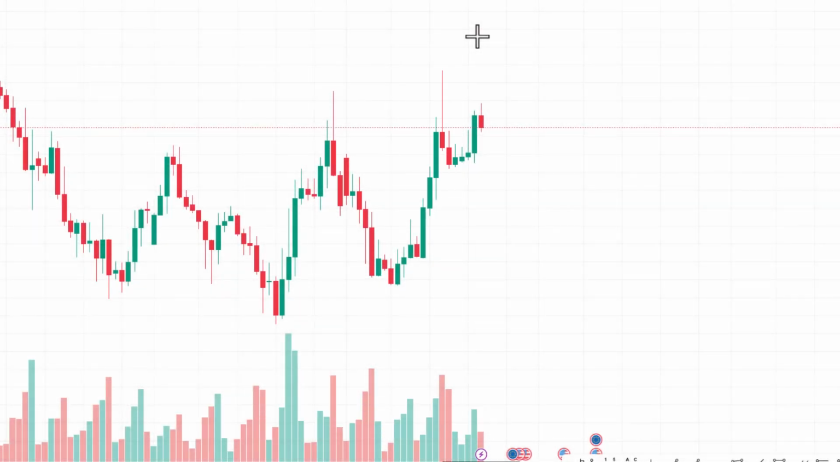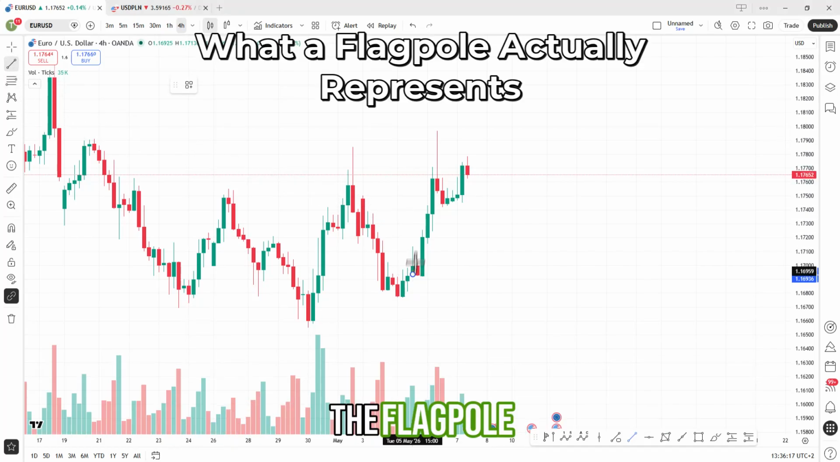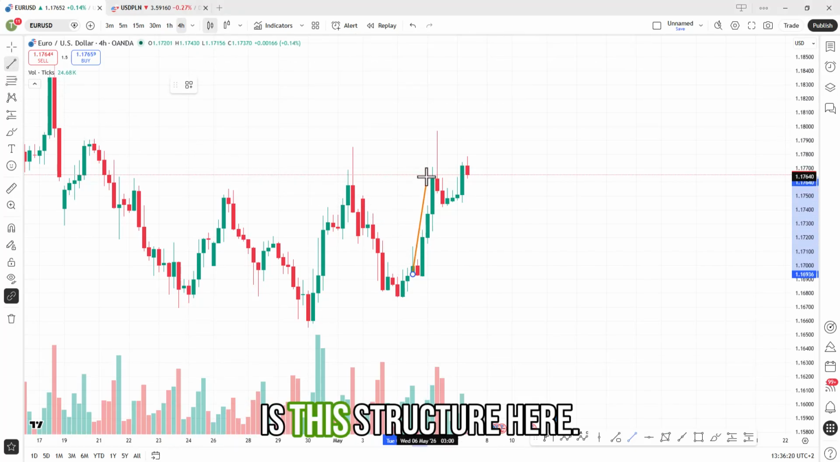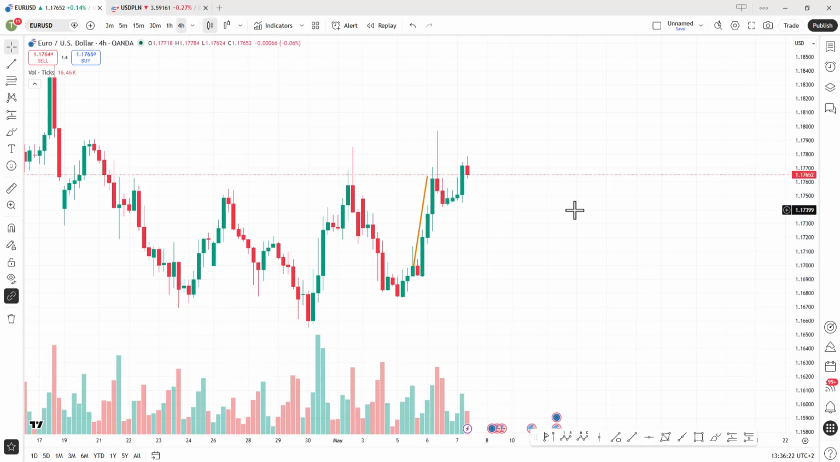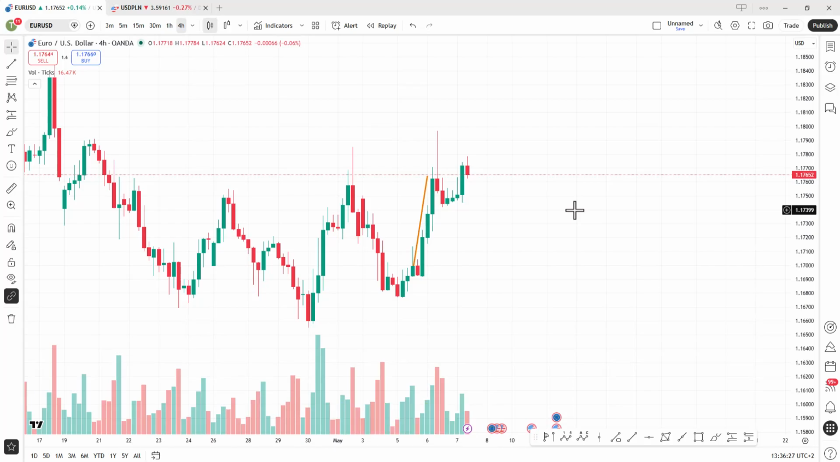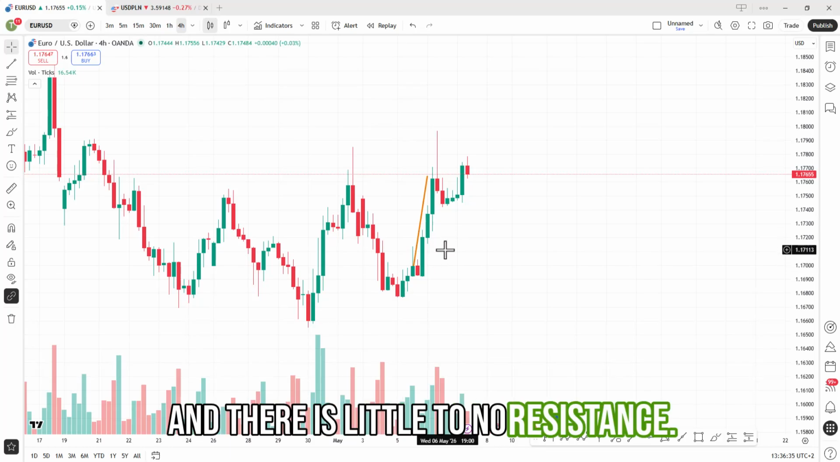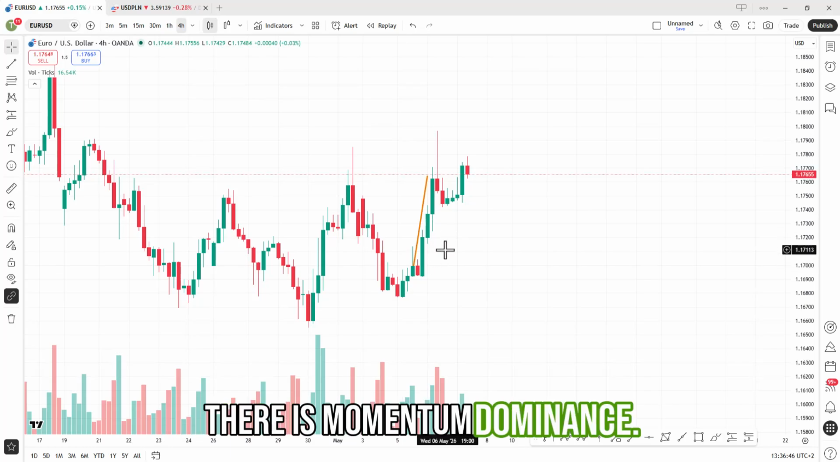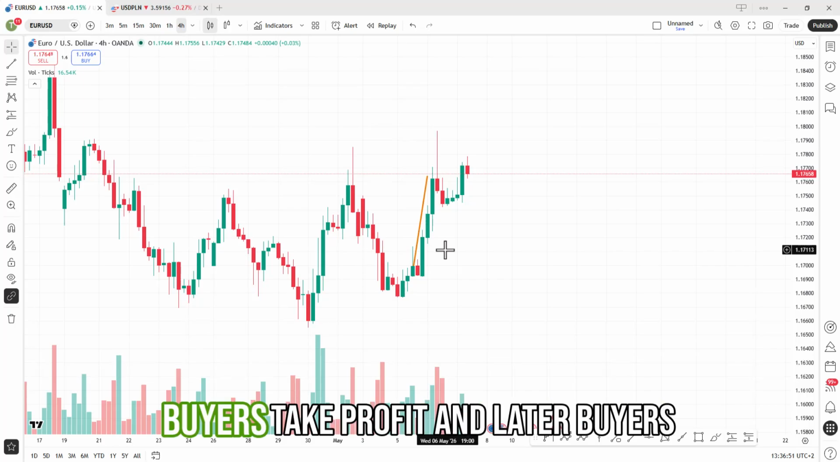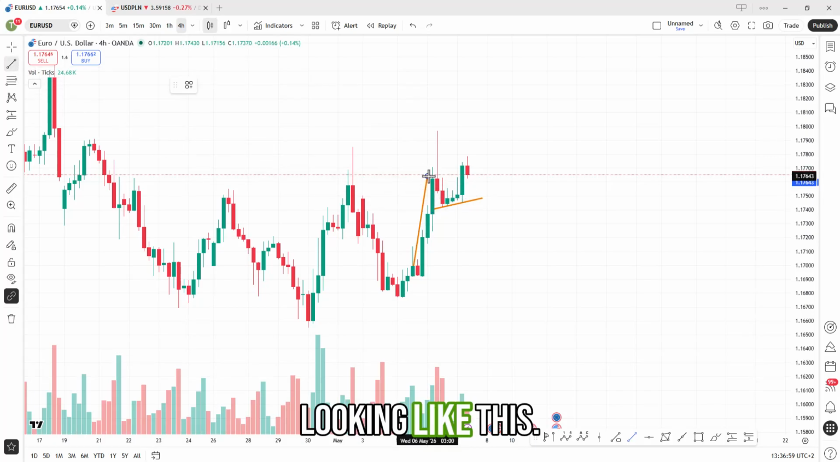So what does a flagpole actually represent? And in this pattern here, the flagpole is this structure here. And a bullish flagpole means that you have aggressive buyer imbalance. You will see the strong impulsive move, you will see the expansion candles, and there is little to no resistance. There is momentum dominance. The flag then forms because early buyers take profit and later buyers wait. And we have the flag looking like this.